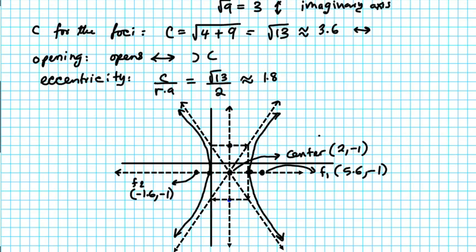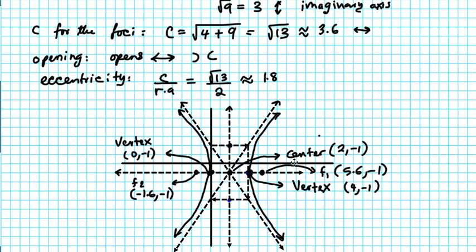Okay, now this point right here, that is your vertex. That's a vertex, and the coordinate of that vertex is 4 comma negative 1. And then this point right here is also your vertex. This is another vertex, and the coordinates is this point right here is 0 comma negative 1.